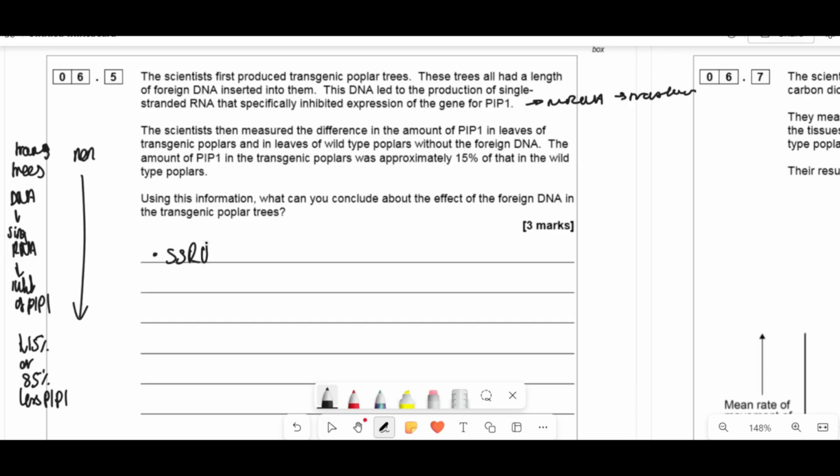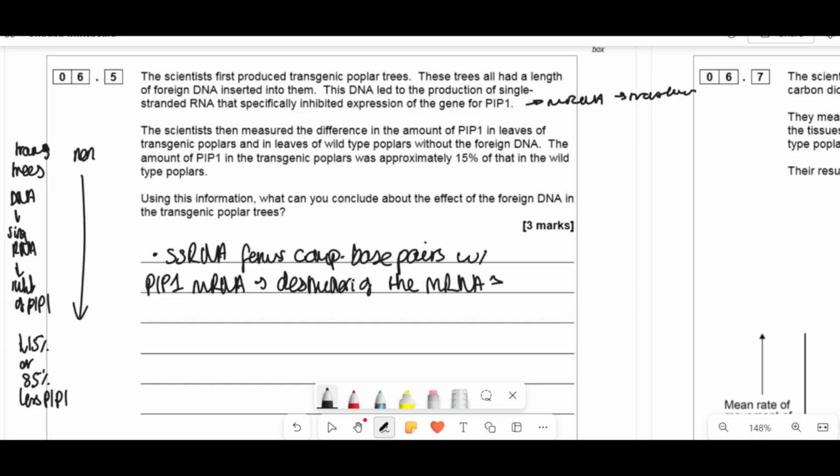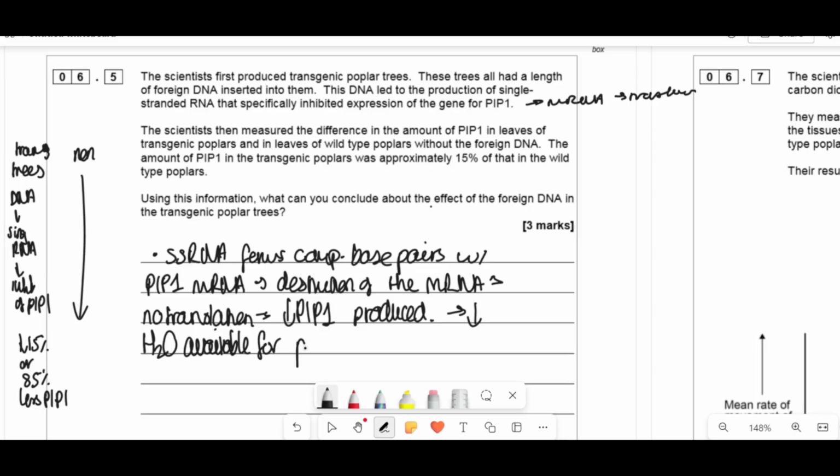So the single-stranded RNA forms complementary base pairs with the PIP1 mRNA, and that leads to destruction of the mRNA. So there's no translation, and therefore less PIP1 is produced, right? But then it says the effect of this. So this is only the steps. We need to think about the consequences as a result, right? Now, because this is all to do with aquaporins helping the uptake of water, this must lead to decreased H2O available for whatever process you want that uses water. So available for photosynthesis. That's the most obvious one. There you go. So you've got to follow it step by step.